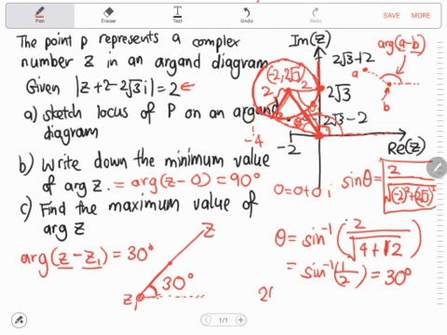That means 2 theta would be equal to 60 degrees. And then the maximum value of Arg z will be equal to 90 degrees plus this 60 degrees, so it will be equal to 150 degrees. That's how you get the maximum value of Arg z. With this I end the tutorial. Any question, feel free to ask me again.